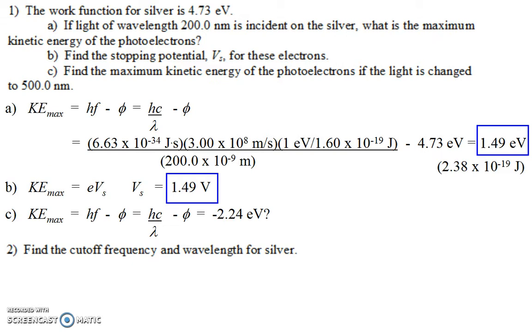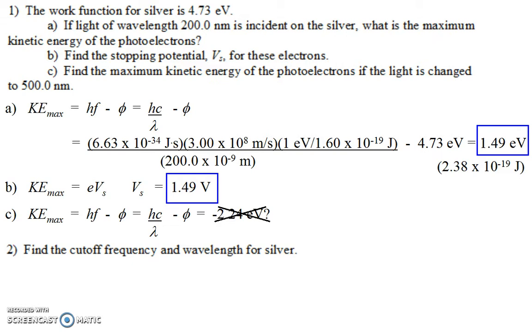Negative 2.24 electron volts? I hope you recognize that that's an uh-oh, because you can't have negative kinetic energy. That doesn't make any sense, and yet that's what the math shows us here. So, if you haven't thought it through yet, pause the video and think, what does this mean? What's the meaning of getting a negative kinetic energy? Pause the video and really think it through.